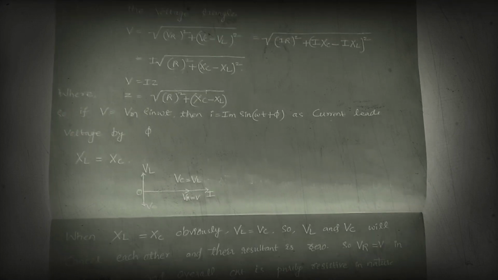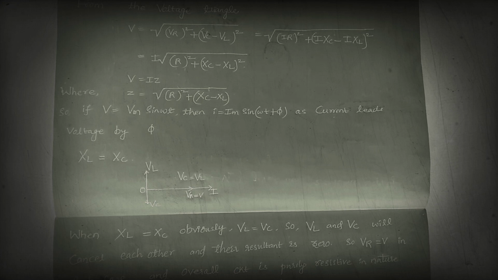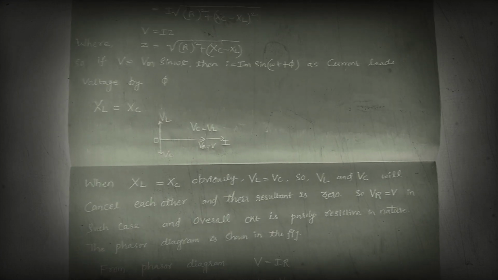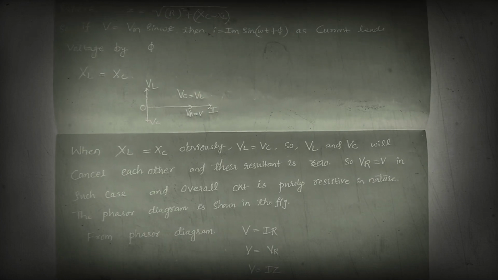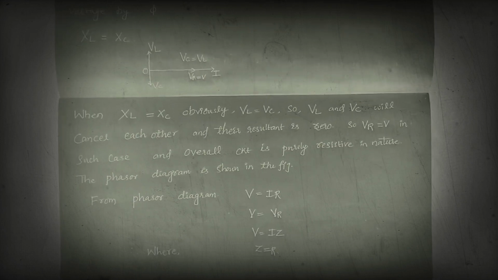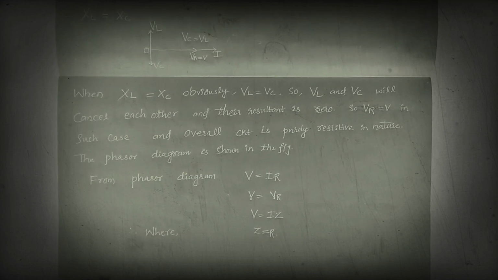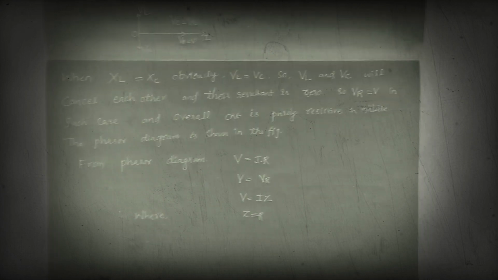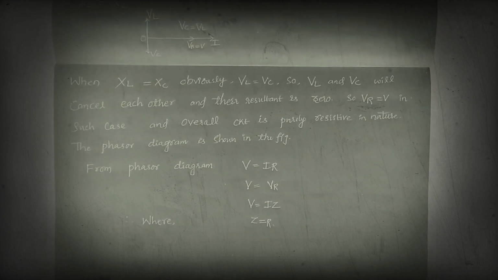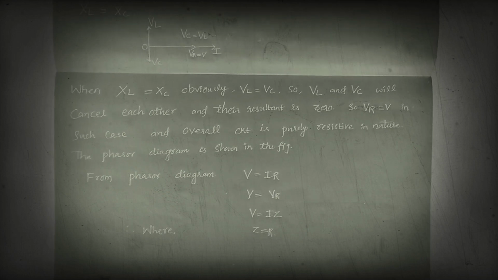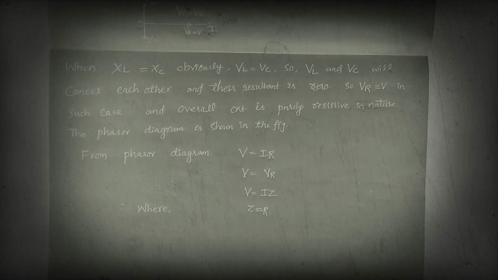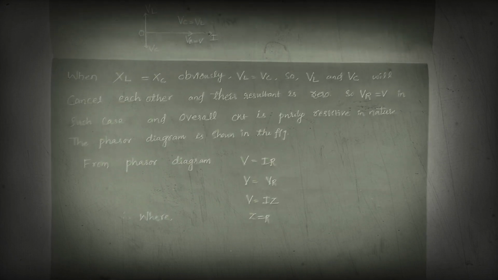And for this case, I can draw the phasor diagram as XL equals XC. In this case the two voltages VL and VC will cancel each other, as their magnitudes are equal. When XL equals XC, obviously VL equals VC. So VL and VC cancel each other and the resultant is 0. So VR equals V. In such a case, the overall circuit is purely resistive in nature.